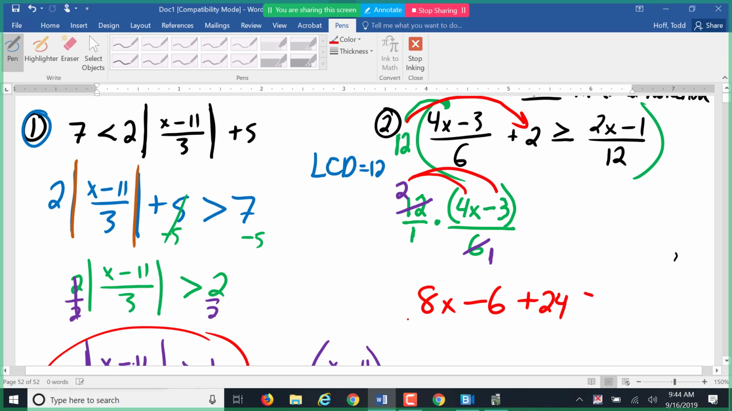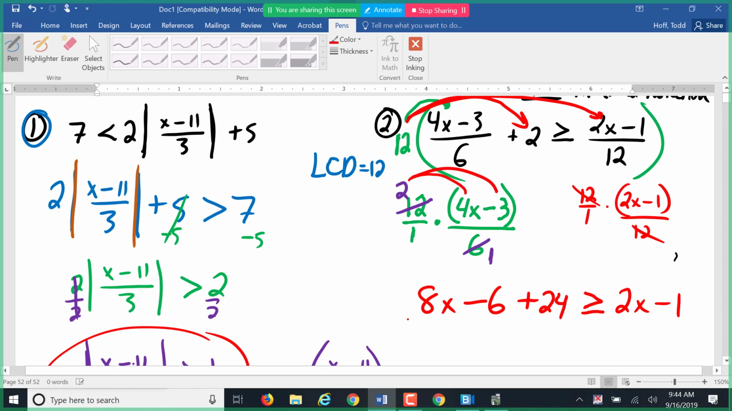My inequality symbol does not change. I multiplied by a positive 12, so I don't have to flip that. And then 12 times the (2x minus 1) over 12. Well, the 12s are just going to cross cancel there. 12 over 1 times (2x minus 1) over 12. I'm just going to cancel out the 12. That's going to give me 2x minus 1.